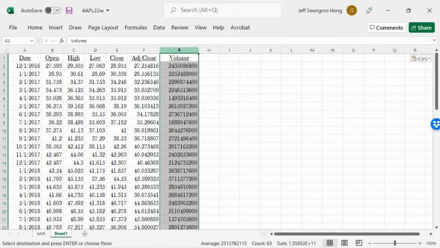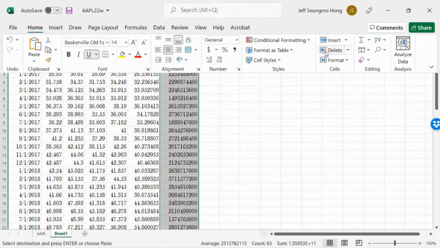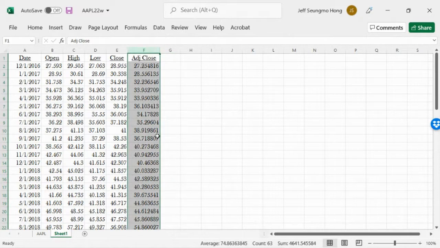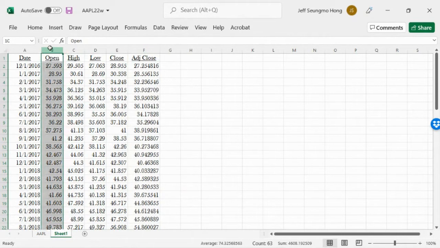So you can click the column heading and the whole column is highlighted. I don't need it, so we'll delete that. Then we have four price points: the opening price, closing price, highest during the trading, lowest during the trading. Open, high, low, close. And what is this? Adjusted close. Adjusted close is the data that we need, because it has been adjusted for stock splits and dividends, so we don't have to worry about them. We're going to use only adjusted close. The rest of them, we're going to delete.